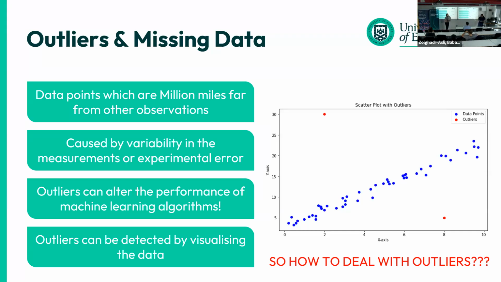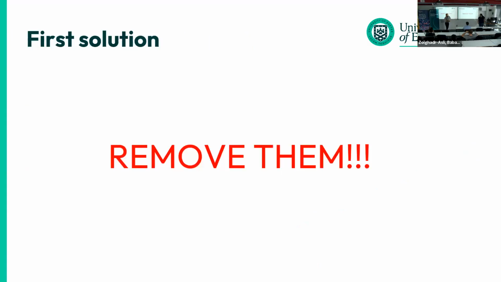So what do we have to do with these sort of outliers? Do you have any idea? Remove them. No, it's too radical. Okay. So what do you suggest?